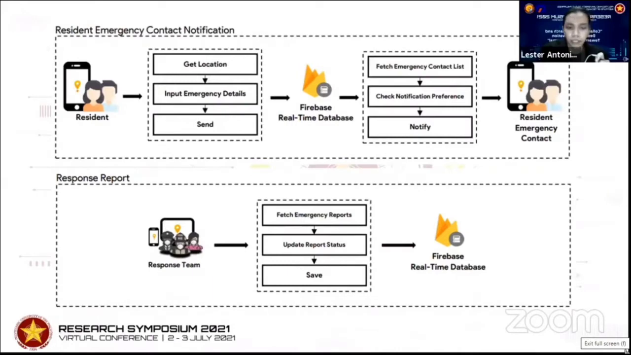Resident emergency contact notification. If the resident has an emergency contact, that contact will be notified if the other resident has an emergency. We base this on a point-to-point system where you will get notified if you have also registered in our app. Next is the response report. The response team also has their own app. They can fetch emergency reports that were generated and given to them by the administrator, and then they can update the report status. They can see the location of the residents. And that's it. They can provide emergency response.